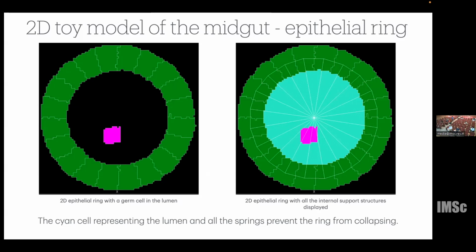Sorry for interrupting, but I have a question. So in the biological system, what's exactly preventing the epithelial cells from collapsing, like you mentioned before, which would happen in this model if there were no support structures?